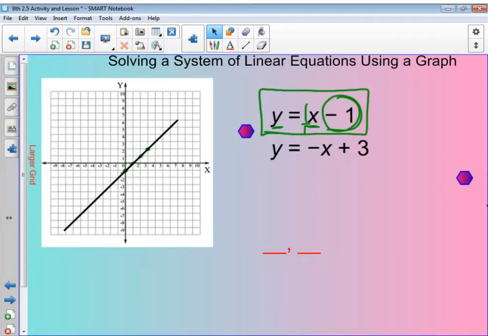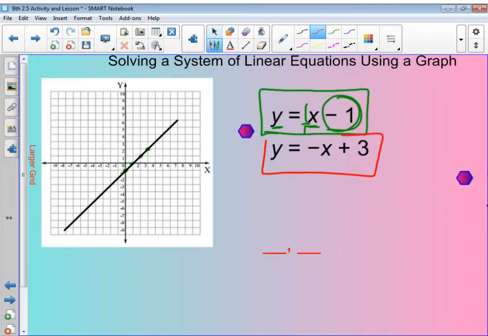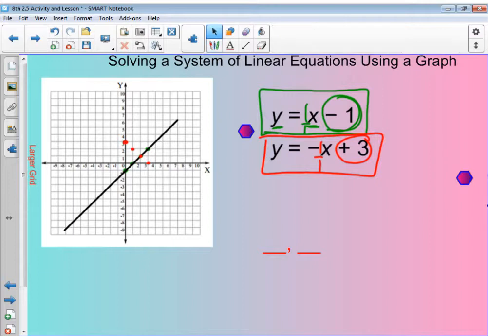Now I'm going to do my next one. My second equation is y equals -1x plus 3. So we'll start at the plus 3, put our dot, and then we're going to follow the slope of -1 over 1. So that's down 1, to the right 1, down 1 to the right 1, down 1 to the right 1. I can now see where it's intersecting because it happens to be one of the dots that I already pre-drew.